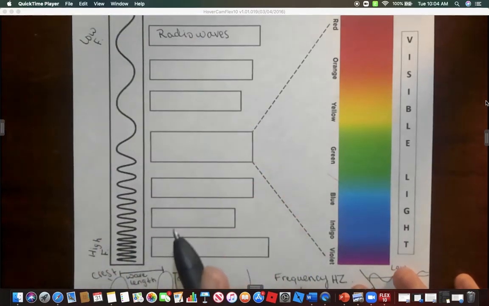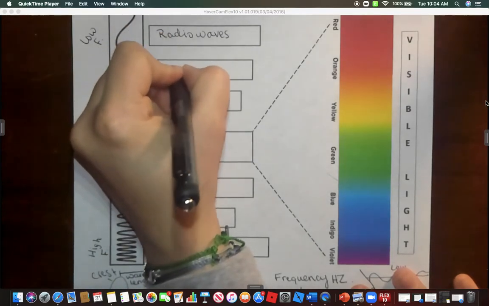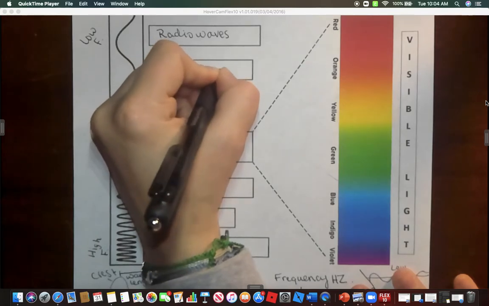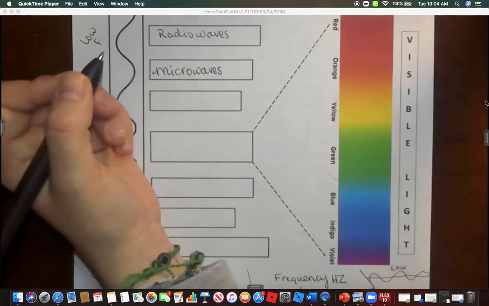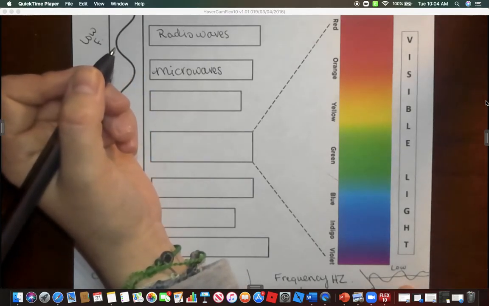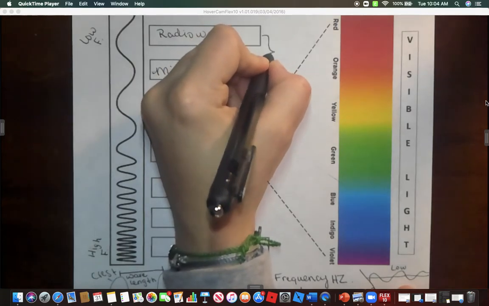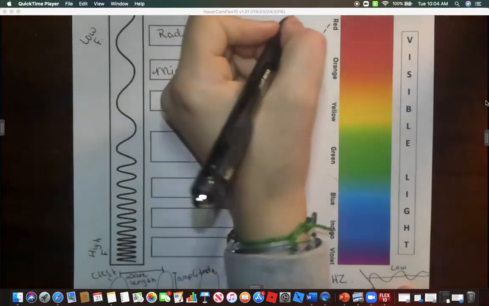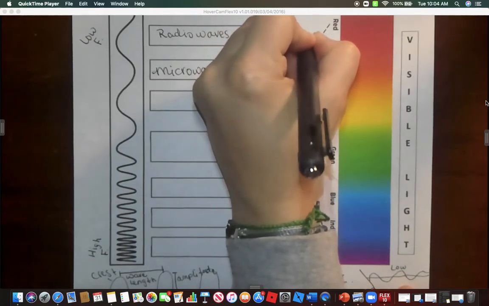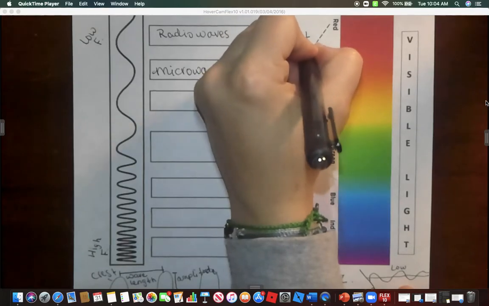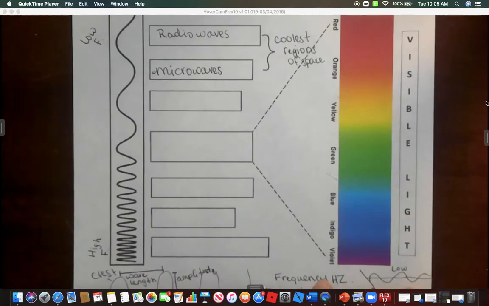Okay, our next type of wave is going to be microwaves. These are the kind of waves that your cell phone uses, and it's also going to be what we use in a microwave oven. These two types of waves help us identify cool regions of space. So these are going to be the coolest regions of space.